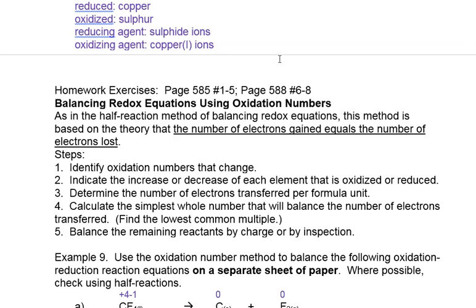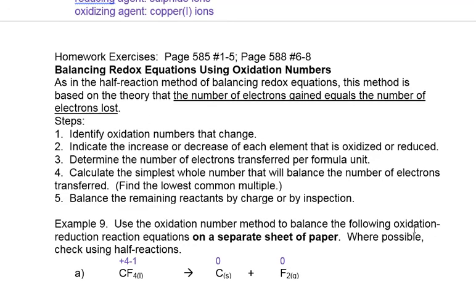So our steps here: first step is just what we did, identify the oxidation numbers that change. Our second step is looking at the increase or decrease of each of those elements and by how much. Third step is we need to multiply so that the number of electrons match. Actually, that's the third and fourth step together. And then we balance anything else that we haven't dealt with.